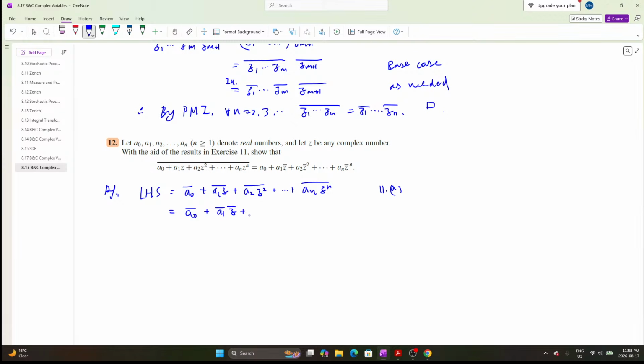z bar. Oh, the cat is very chatty, by the way. a2 bar times z bar squared goes all the way to, yeah, cat be like 12. Time to get to sleep.